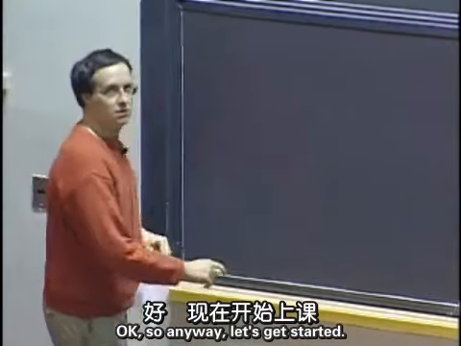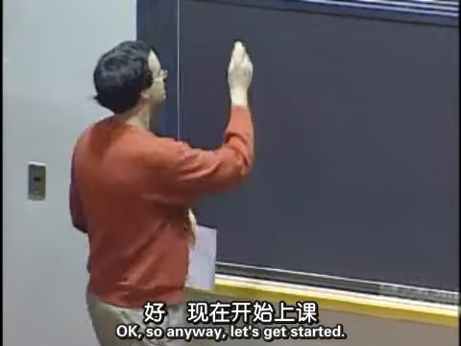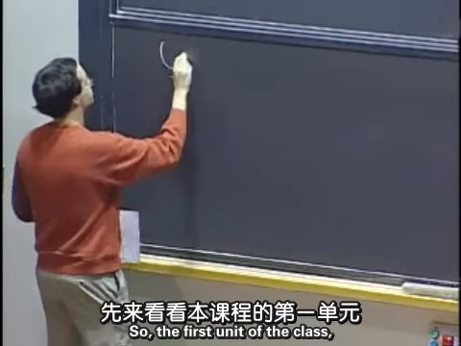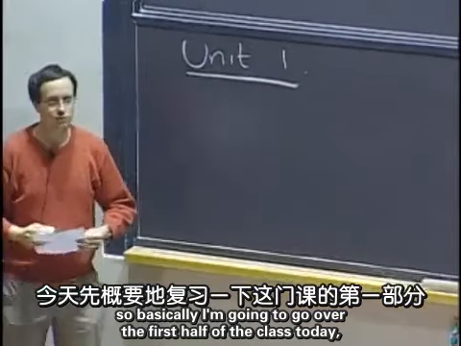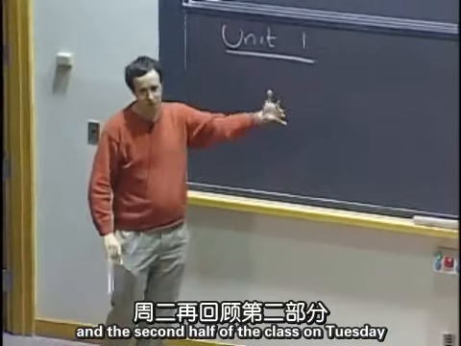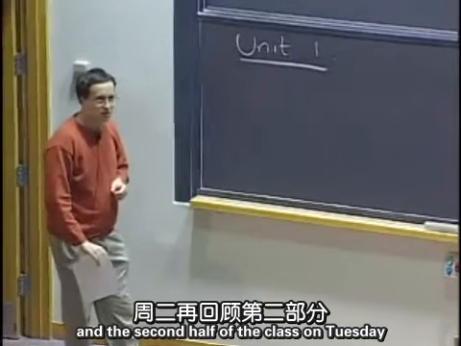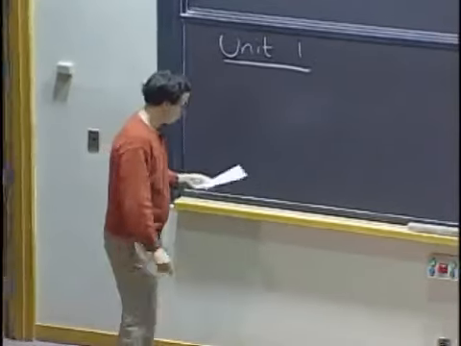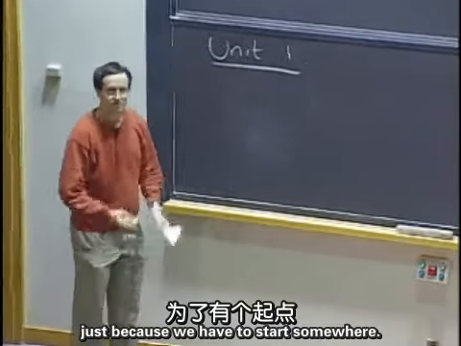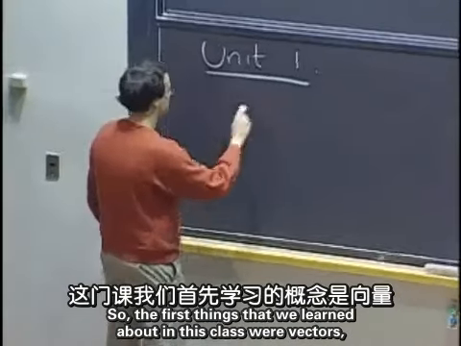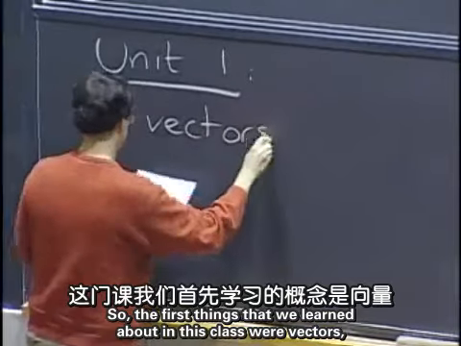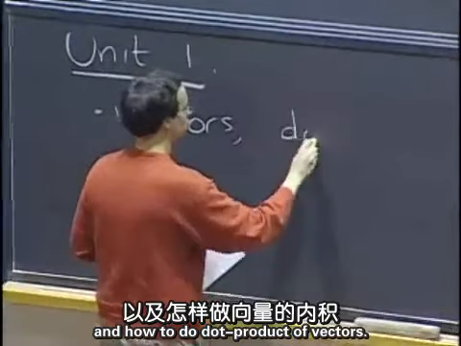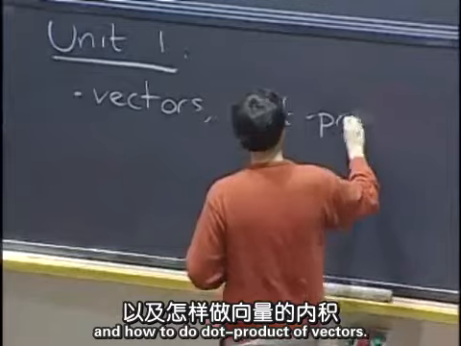Okay. So anyway, let's get started. So the first unit of the class, I'm going to go over the first half of the class today and the second half of the class on Tuesday, just because we have to start somewhere. So the first things that we learned about in this class were vectors and how to do dot product of vectors.